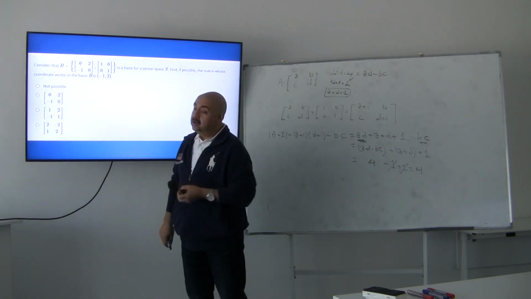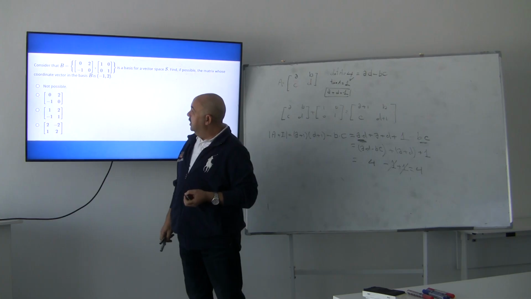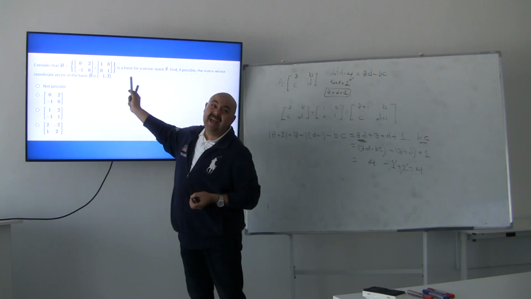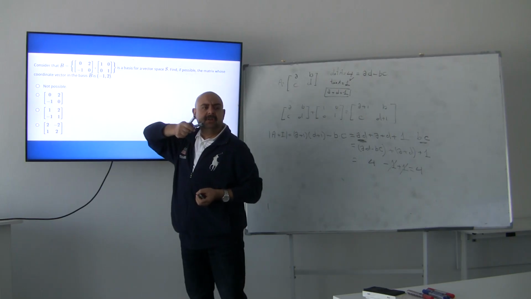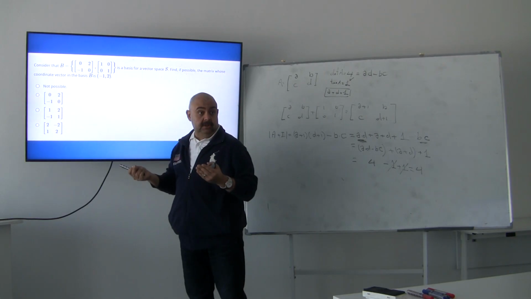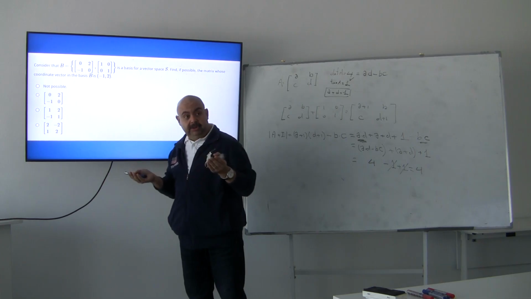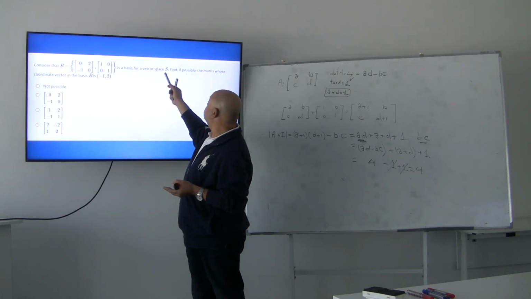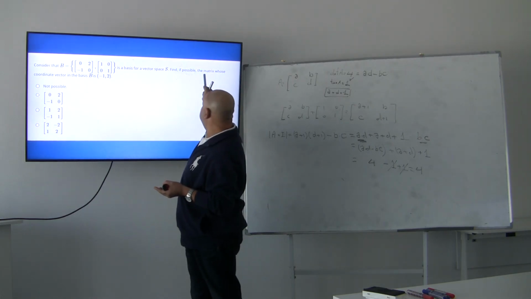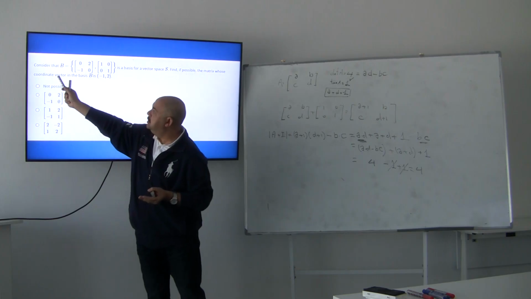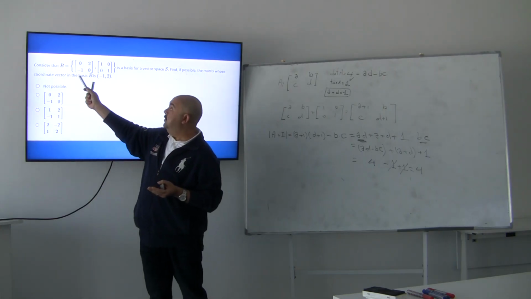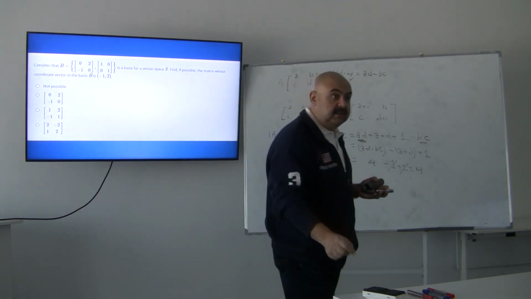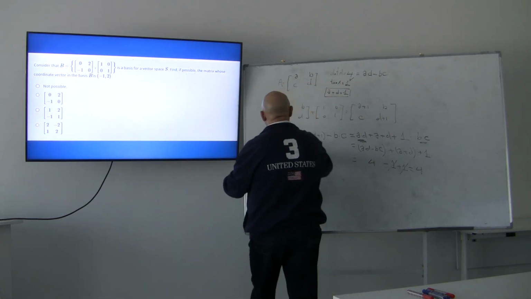Read. Consider that B is these two matrices, which is a basis. What do we mean by basis? Two vectors that if you multiply them by the right coordinates, you will get any vector that you want. Okay, continue. For a vector space, find if possible the matrix whose coordinate vector in the basis B is -1 and 2, which is a really very simple question. Do you know the answer? The answer is really very simple.